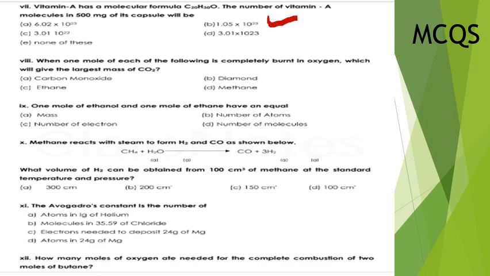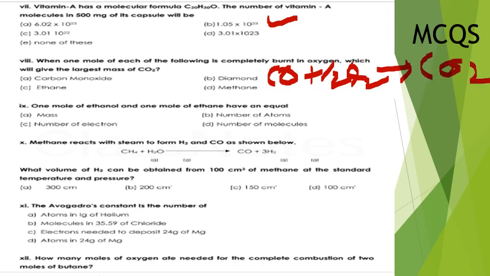Now the next one is, when 1 mole of each of the following is completely burned in oxygen, which will give the largest mass of carbon dioxide. Here, 4 substances are given. React carbon monoxide with oxygen. You don't have to take more than 1 mole, but you just have to take 1 mole of carbon monoxide, right? The equation will be carbon monoxide reacts with half O2. Half an oxygen molecule is required to convert it into carbon dioxide, right?